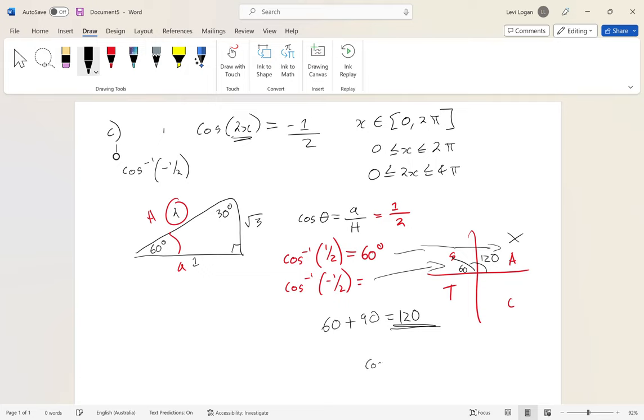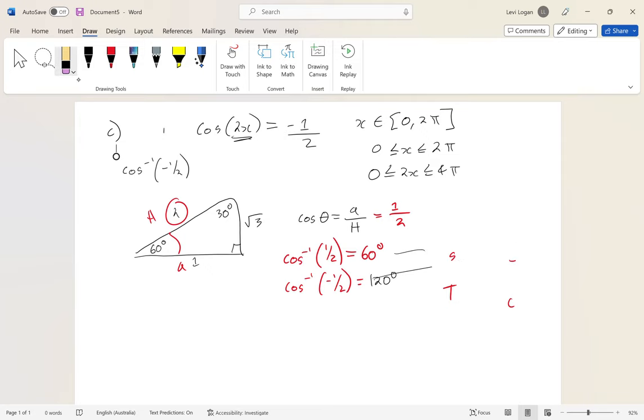No, hold on. Never mind. So it's going to be 120 because it's in quadrant 2. So 120. The easiest way to do it is though with the calculator. This is just for a more in-depth understanding. Alright, so we got that now.